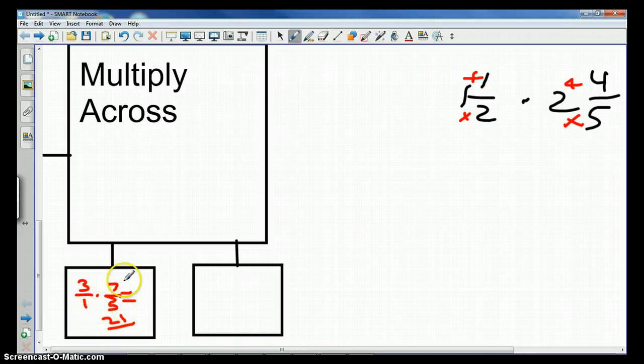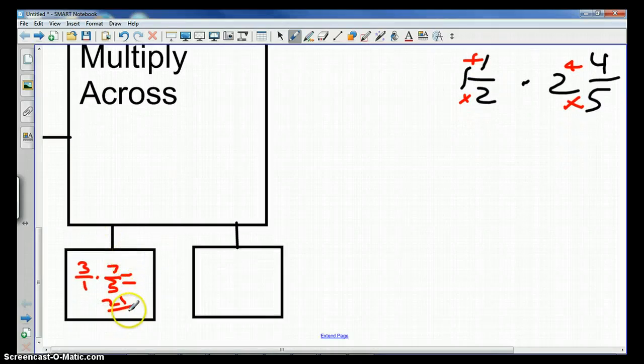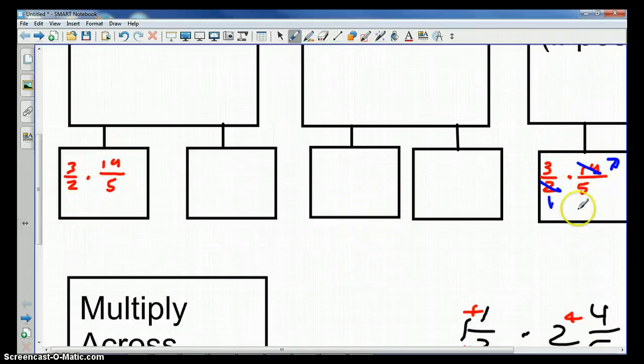5 times 1 is 5. And we'll just leave it at that for now. We'll work on converting later. 21/5. It doesn't simplify. Nothing goes into 21 and 5, so we're done. We did our simplifying ahead of time.